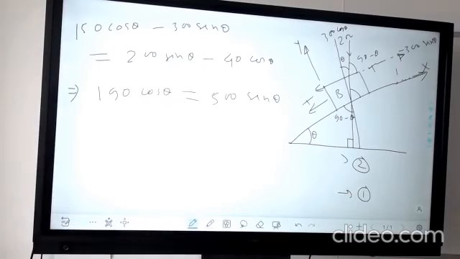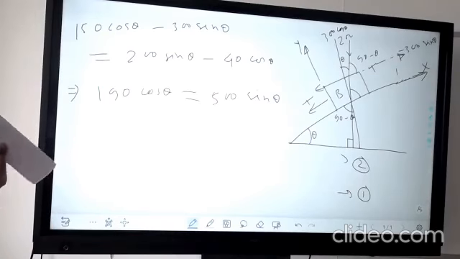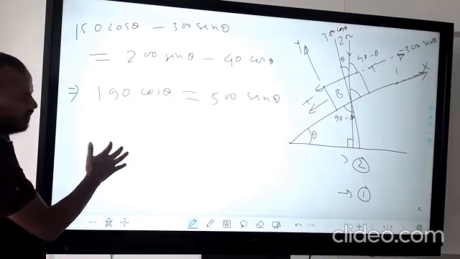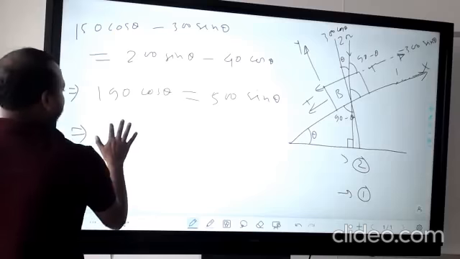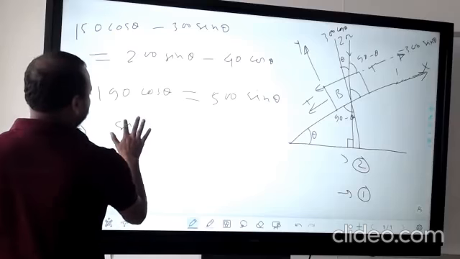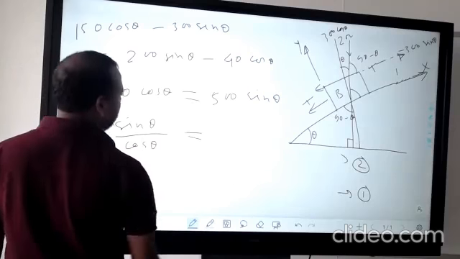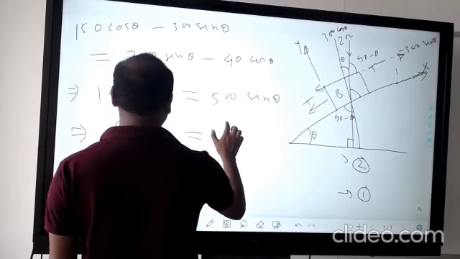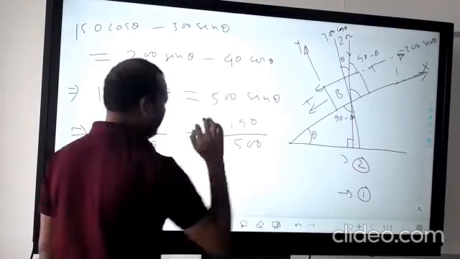Now we have to find out theta. You can take cot theta or tan theta, anyone. If you take cos theta by sin theta, that is cot theta. We need only theta. So if you take tan theta, meaning sin theta divided by cos theta, that is equal to this value we have here. What is this value? That will be 190 divided by 500.